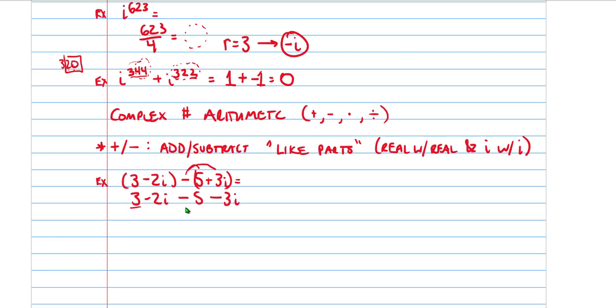And again, combining like parts, there's my two real parts. So 3 minus 5 is negative 2, and then negative 2i minus 3i is negative 5i.